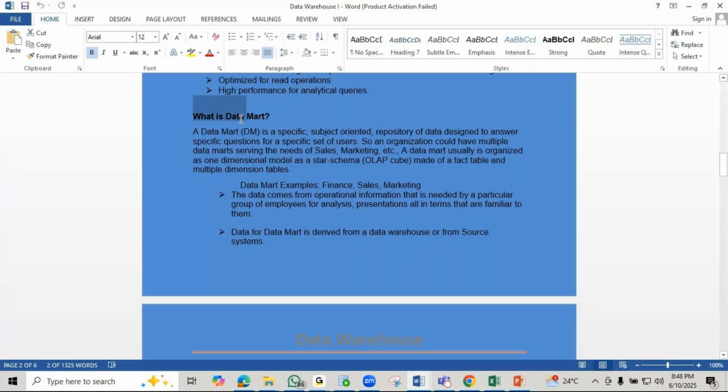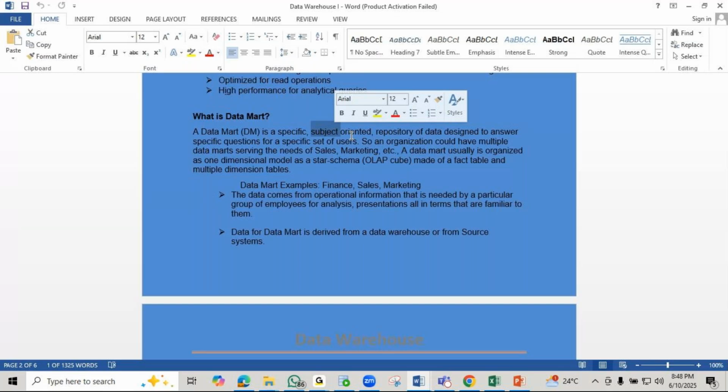What is a data mart? A data mart is nothing but a specific subject-oriented repository of data designed to answer a very specific question for a very specific set of users. So guys, what does it mean? Just take the same example which we considered yesterday. Imagine that you are working in Wipro, and in Wipro there are so many departments, like HR department, IT department, networking department, marketing department, like that.